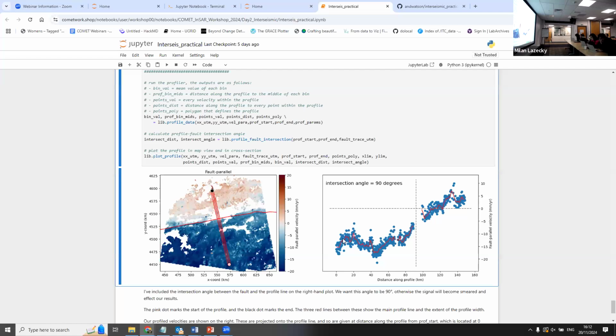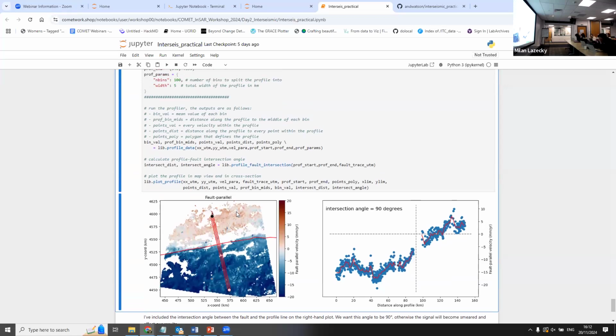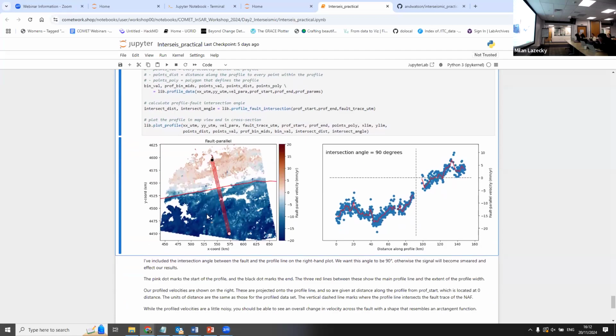One thing you should keep in mind is that this profile should be perpendicular to the fault strike. This is very important. That's the assumption, the basic assumption from the equation. So that you should remember.